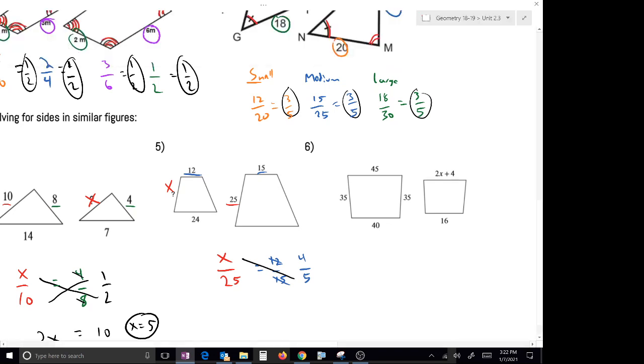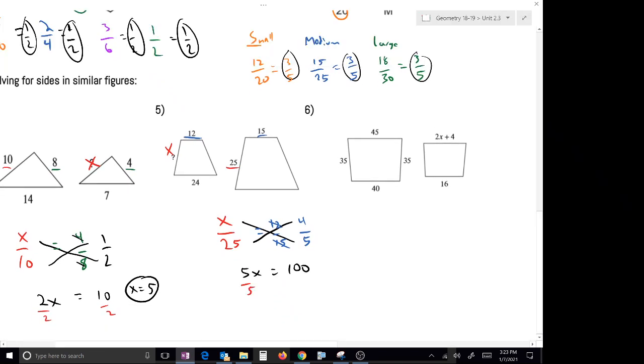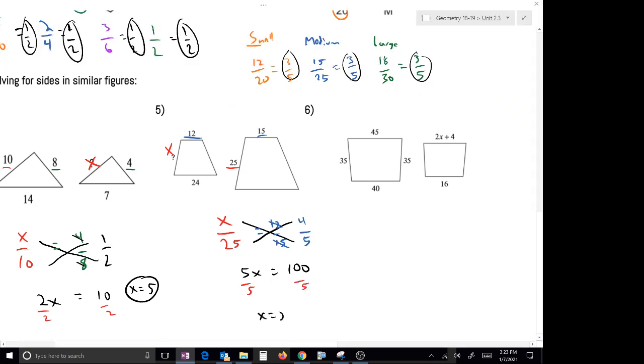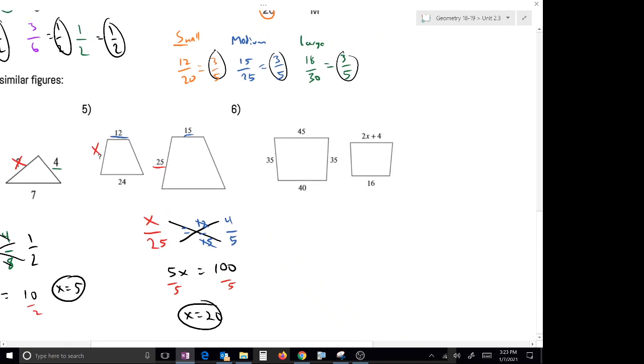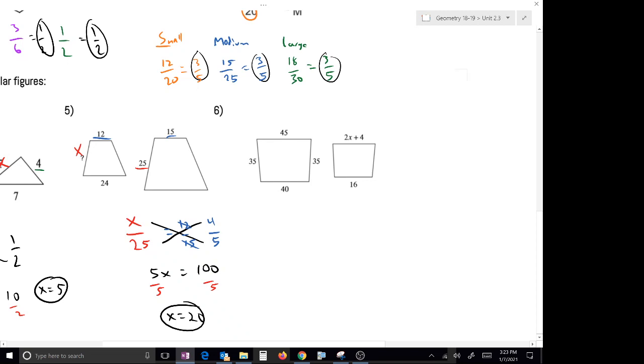We're going to cross multiply, so we get 5x equal to 100. Dividing by 5, we get x equals 20. Last one. We have a little bit of a different problem here because we're solving for x. We're still going to set it up the same way though.